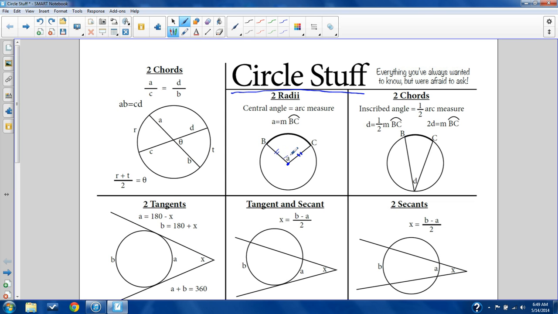Two radii can form any central angle. This is a central angle. Even this is a central angle out here. It's a lot bigger, but that is one. This central angle's intercepted arc is BC. And the measure of BC is the same as the measure of the central angle. So if this is 100 degrees as a central angle, this is also 100 degrees.